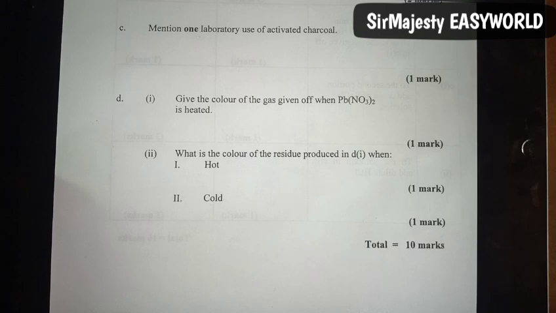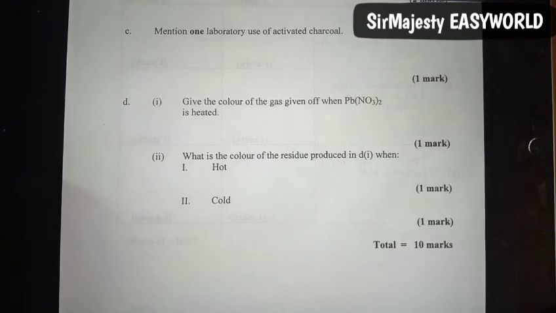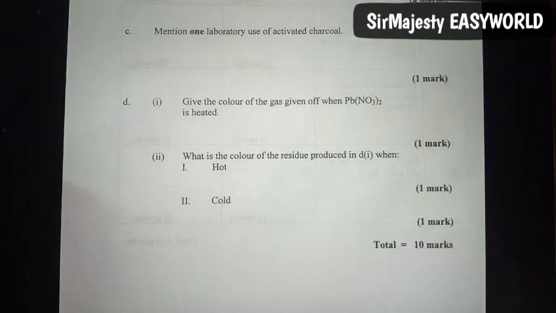But precaution should be taken. Heating lead nitrate, just like most nitrates, is quite explosive. It might get out of control. But the most common one that gives trouble while heating is actually ammonium nitrate. Don't try heating that one. I'll play you a video on this. The answer to this D is actually reddish brown.